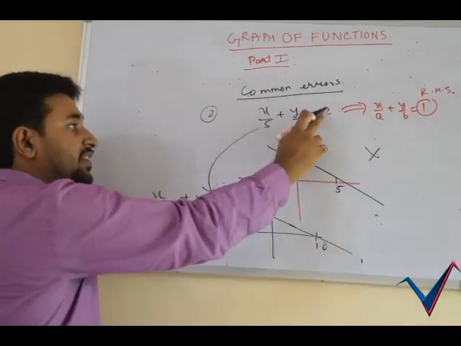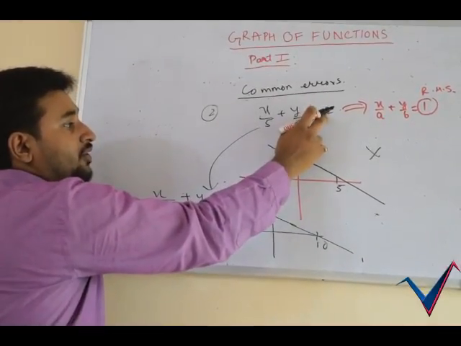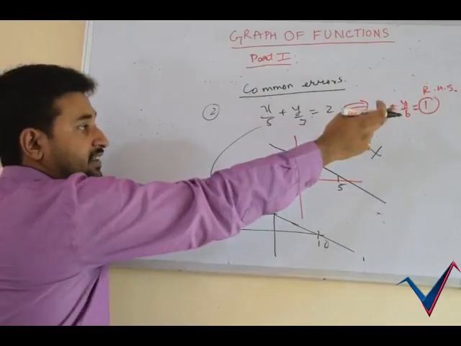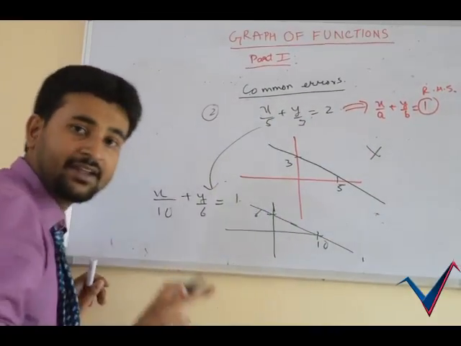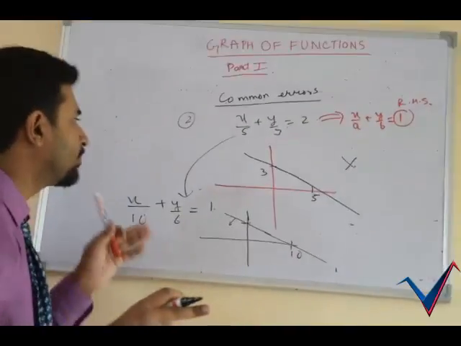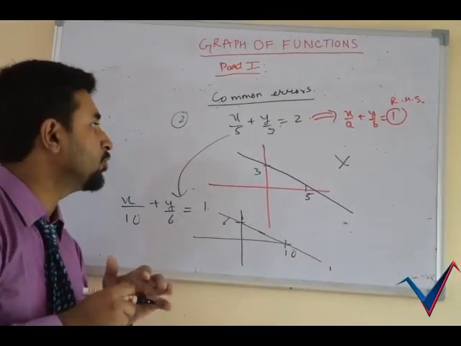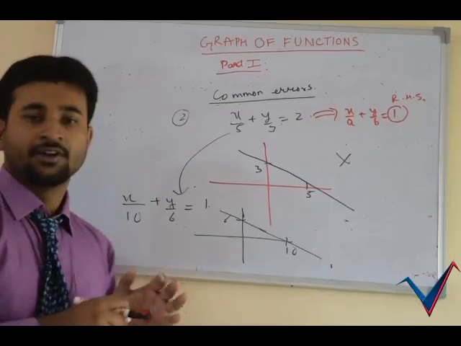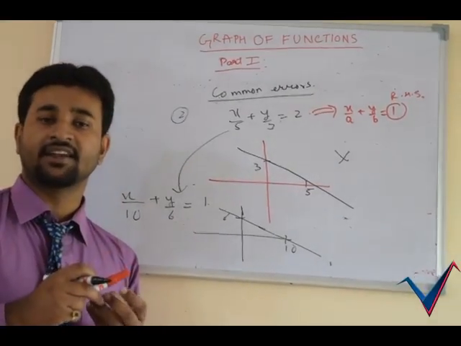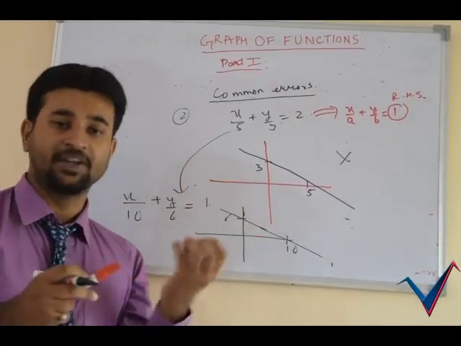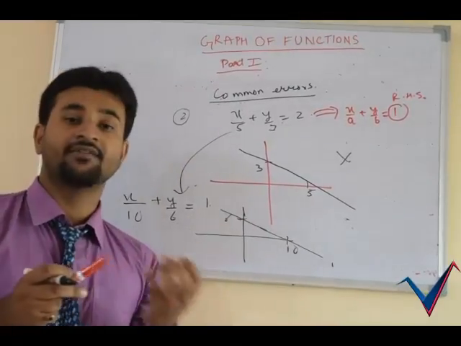So always take care that on the right-hand side, when you are comparing this equation, it should be 1 only. So these are the two common errors which students commit while taking the examination. So you need to be careful about it. Rest, drawing a straight line is quite a simple task, and if you remember any of the 3 methods, you can draw it very easily.